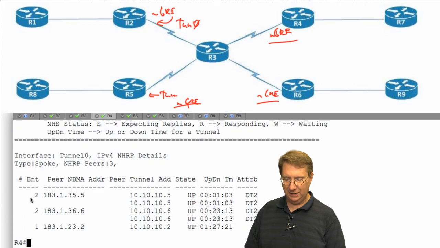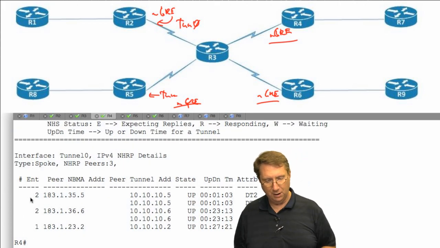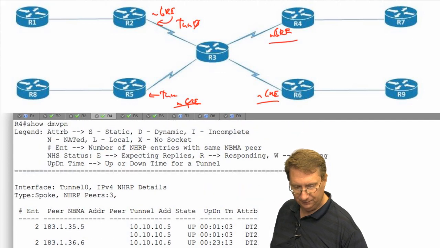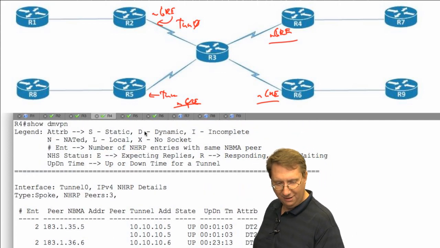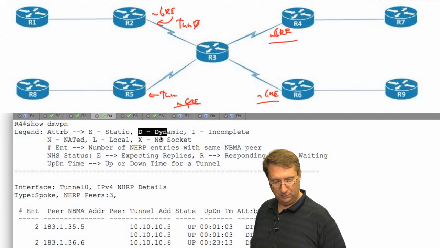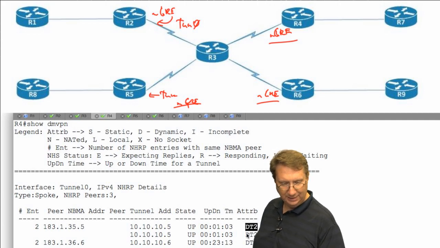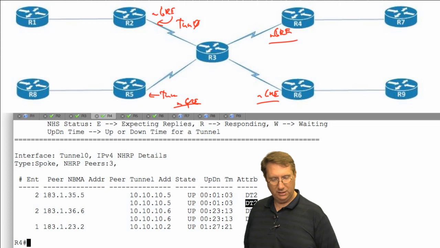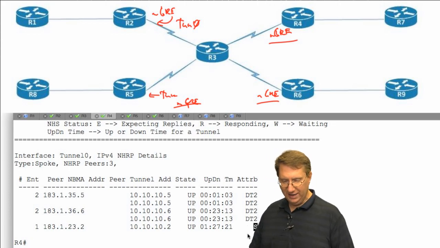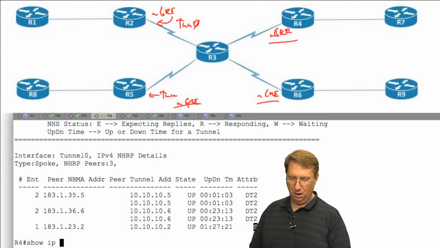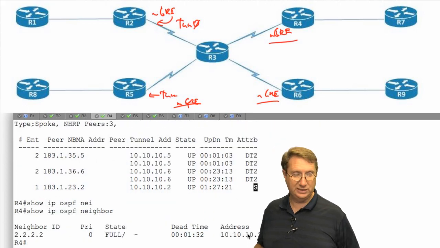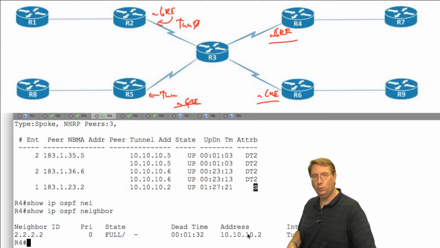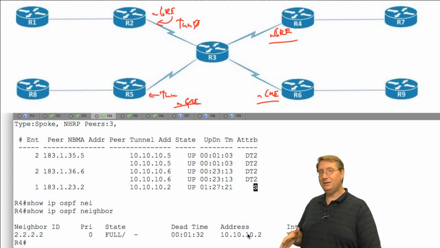What I also want to point out here is show DMVPN. When we go through here, we have dynamic, we have DT2, that's dynamic tunnel 2, dynamic tunnel 2. And then we have these statics. Now the thing is, show IP OSPF neighbors, we still only have formed a peering relationship with the hub. So that directly plays into the way things are going to translate for us.